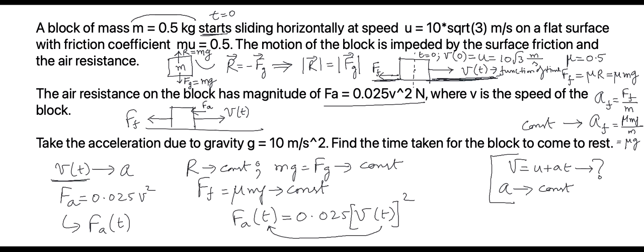Yes, sir. Okay, so we can draw a graph quickly to understand that. I want to draw v with respect to time. We know the starting value here is going to be 10 root 3, and after some time it is going to go to 0. This is our t final, the time taken to complete the full motion starting at 10 root 3 meter per second.